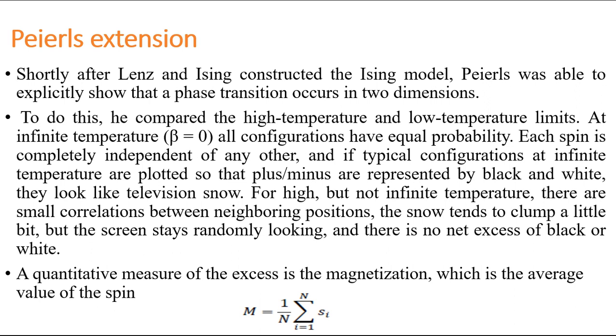For high but not infinite temperature, there are small correlations between neighboring positions. For lower temperature, the snow tends to clump a little bit, but the screen stays random looking, and there is no net excess of black or white. A quantitative measure of the excess is the magnetization. At low temperature, you have some alignment, and this magnetization is equal to 1 over n summation over S.